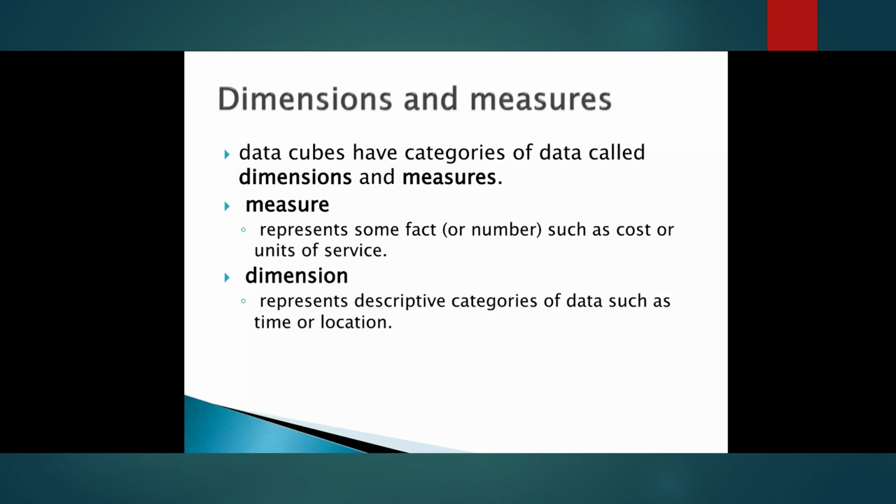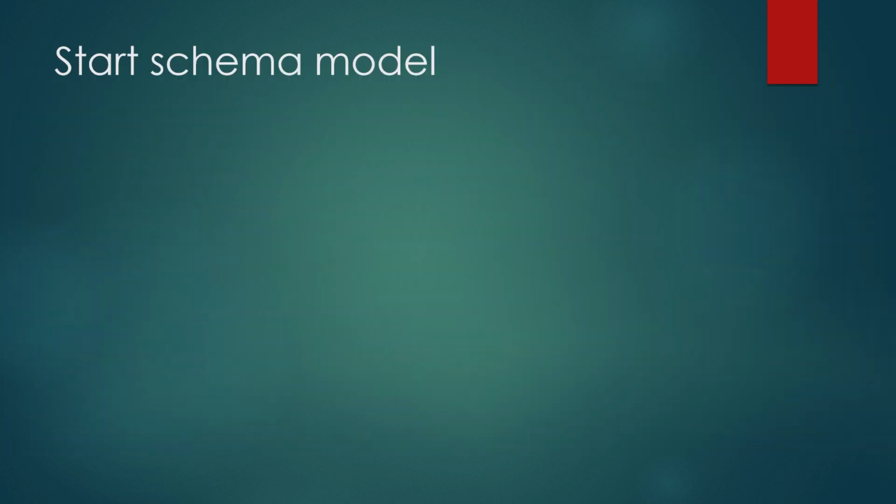Dimensions and measures. Data cubes are categorized into data called dimensions and measures. Measures represent facts or numbers, such as cost or units of service. Dimensions represent the respective category of data, such as time or locations.